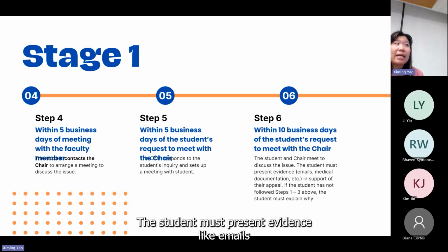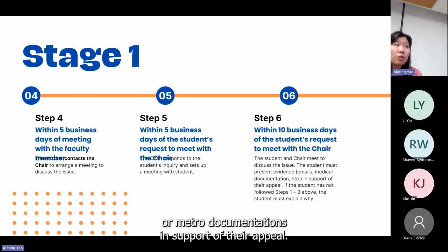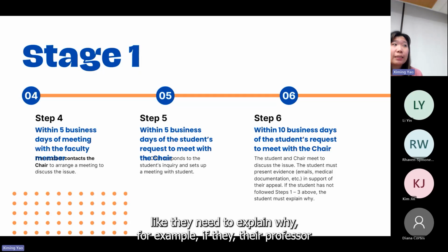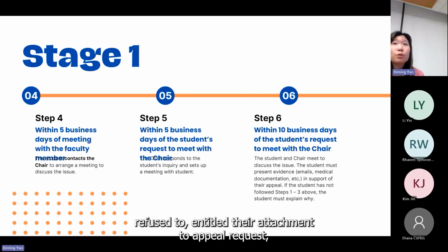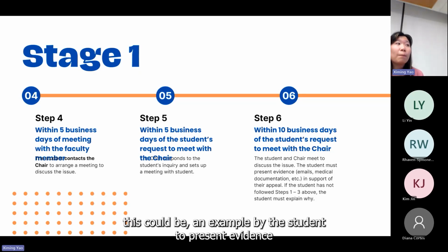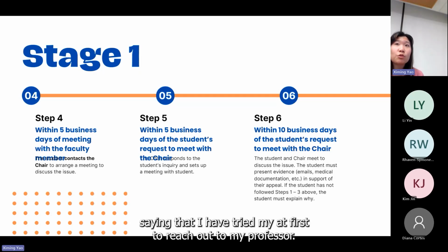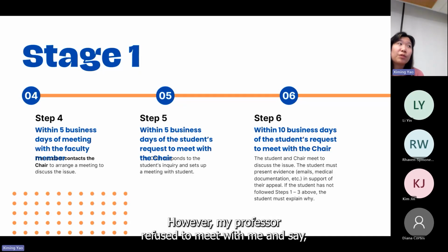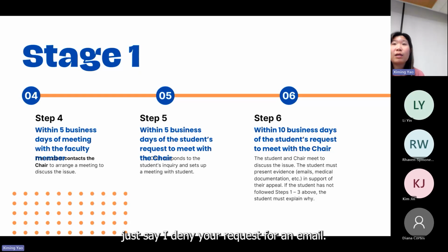The student must present evidence like emails or medical documentation in support of their appeal. If the student has not followed steps 1 to 3 before, they need to explain why. For example, if their professor refused to take their academic appeal request, this could be an example. The student needs to present evidence saying, I have tried my best to reach out to my professor. However, my professor refused to meet with me and just said I deny your request through an email. This is one of the examples.